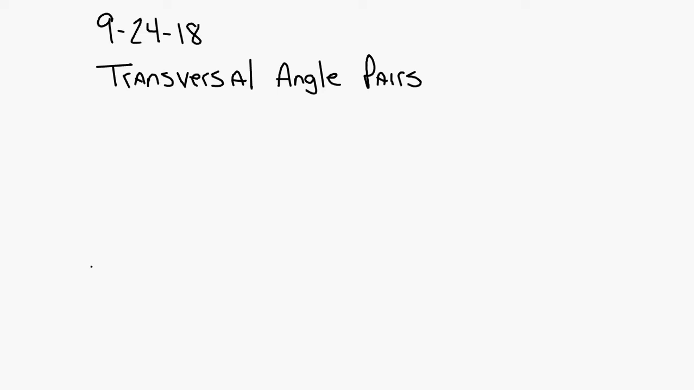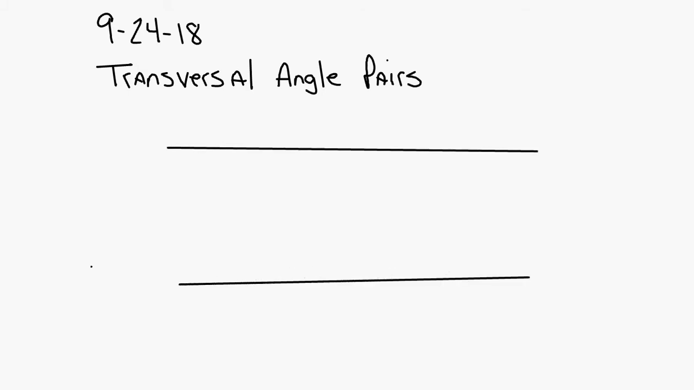So let's start off by drawing a picture of just two horizontal looking lines. They don't have to be parallel. And then a slanted vertical line that intersects them both. And we're going to call the top horizontal line L, the bottom one M, and then the slanted line N.